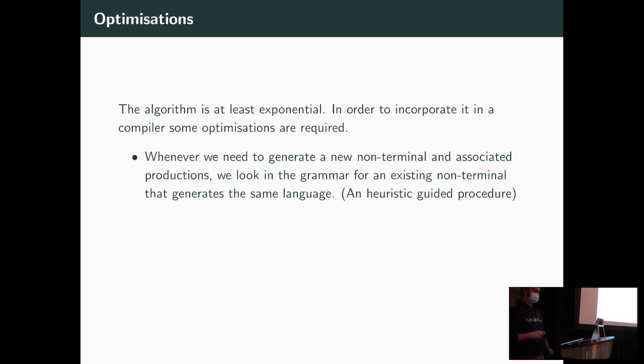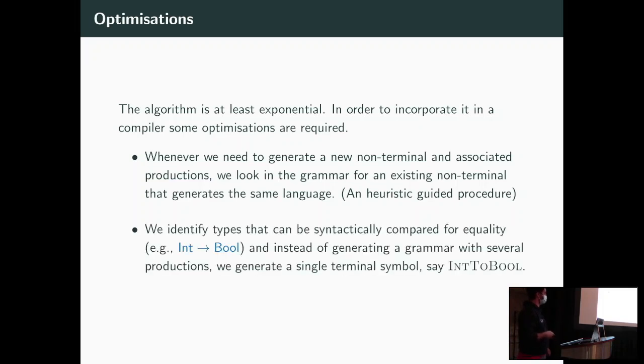So this algorithm is at least exponential. In order to incorporate it in a compiler, we have to make some optimizations. The first one is whenever we generate a new non-terminal and the associated set of productions, we look into the grammar and see if there's already one that generates the same language, so that we do not grow the size of the grammar too much.